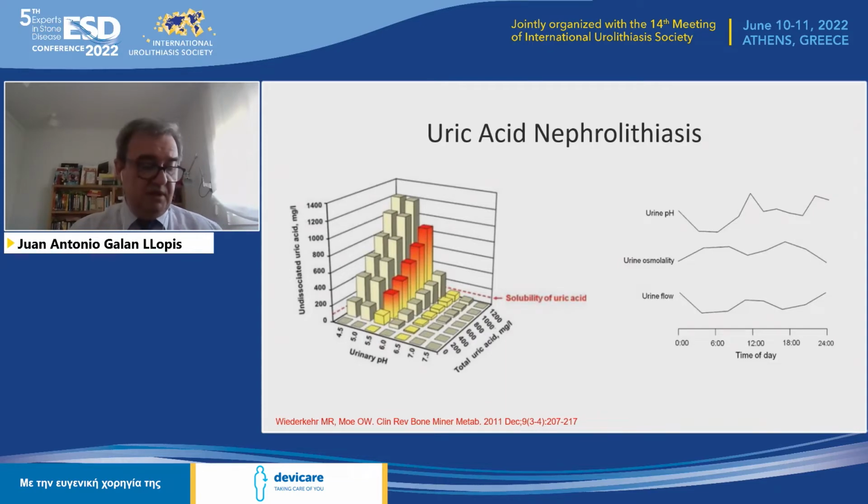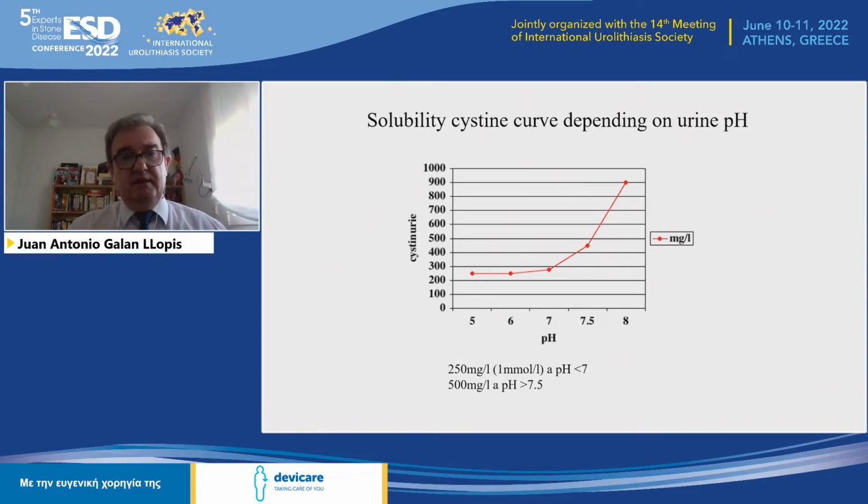Also, we have diurnal variation of pH and volume in the early hours of the morning. Both urine pH and volume are lowest, rendering this a particularly vulnerable period for uric acid precipitation. The same example for solubility of cystine. We can see that its solubility depends on urine pH. The higher the pH, the more soluble the cystine is.